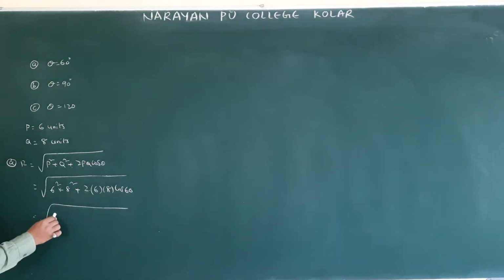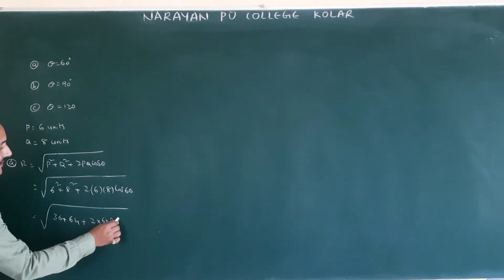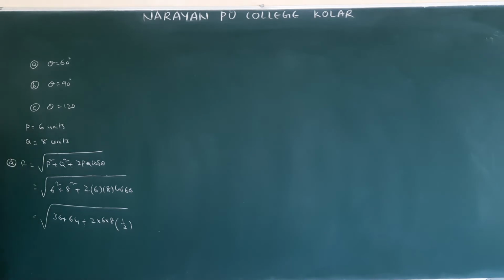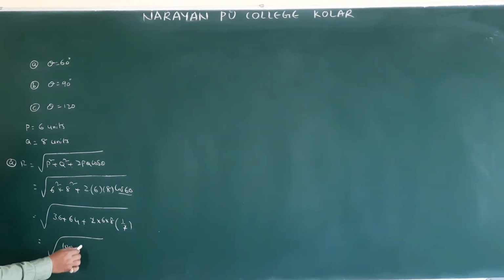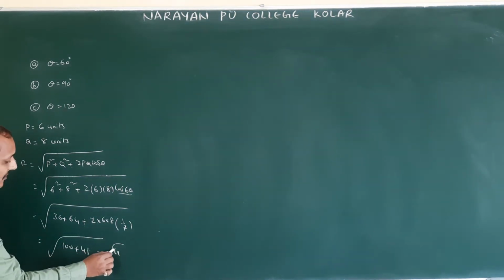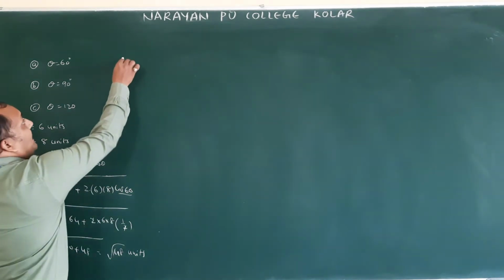6 square is 36, 8 square is 64, plus 2 into 6 into 8, cos 60 value is 1 by 2 only. So sin 30 and cos 60 will be the same. This will come in trigonometry mathematics. The 2 will be cancelled. Then what will be the answer? 36 plus 64 is 100, plus 6 8s are 48. So root 148 units. Root 148 only, got it?